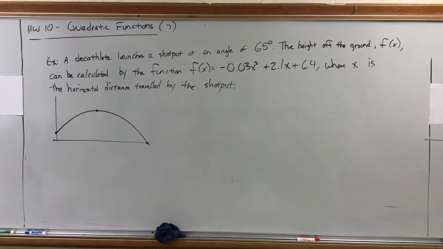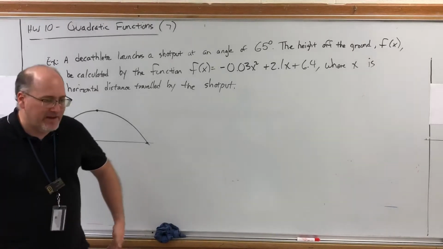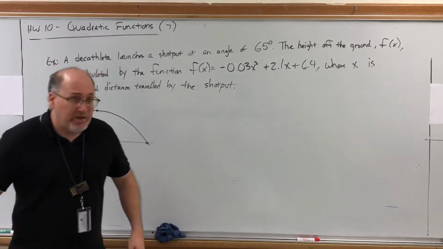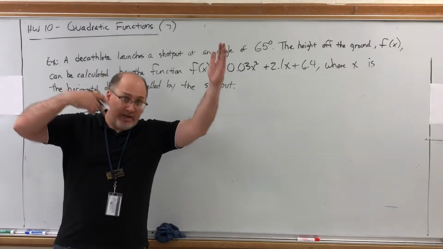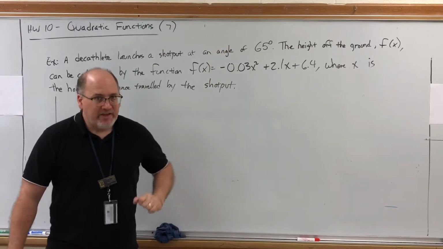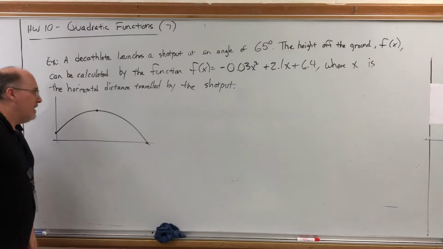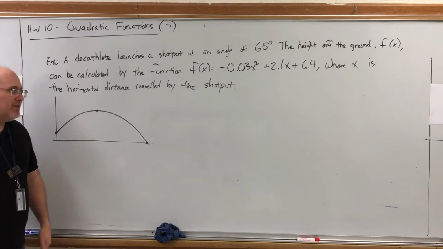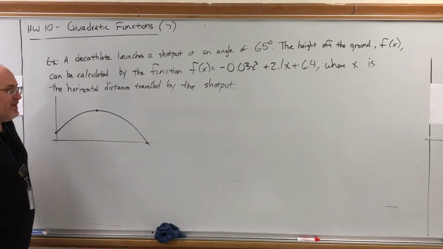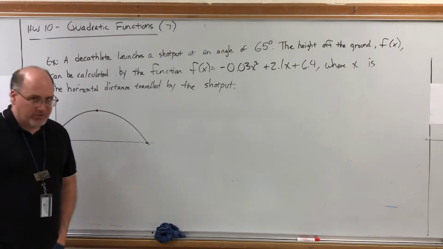Homework 10, Quadratic Functions, Video 7. In the previous video, we discussed that a parabola can have a maximum or a minimum, depending upon if the parabola opens upward, has a minimum, or downward, has a maximum, and that maximum or minimum can be interpreted contextually if our function is modeling a real-world situation.